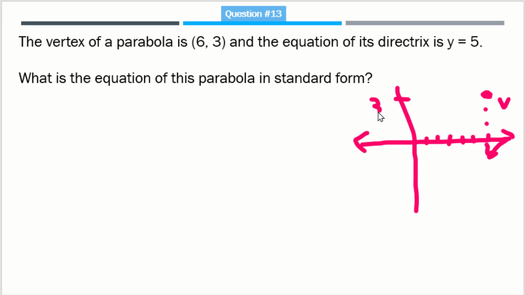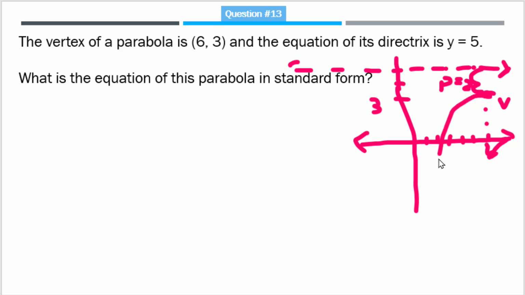Six, 3. And the equation of its directrix is y equals 5. So I'm going to go up 2 more and draw a dashed line for the directrix. So you can see the directrix is 2 units away from the vertex. So P is equal to 2. And it's going to be pointing down. I'm just kind of sketching this in.